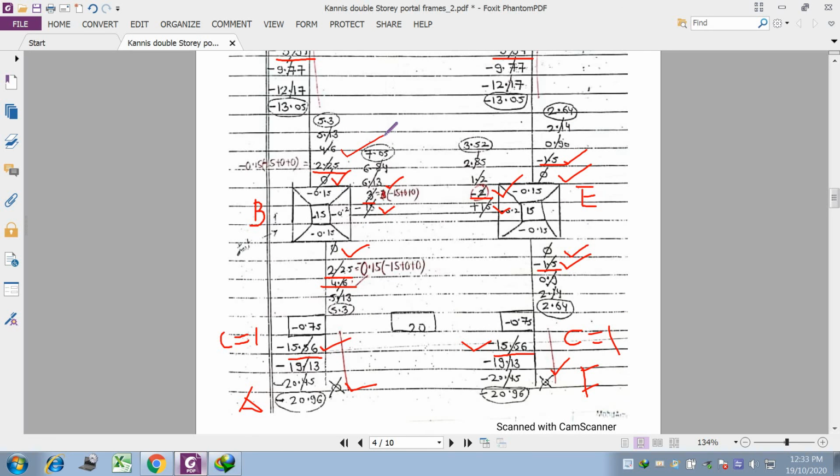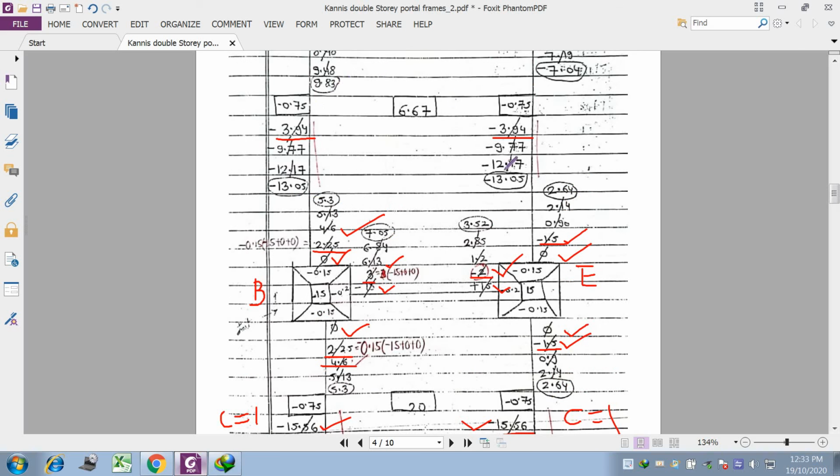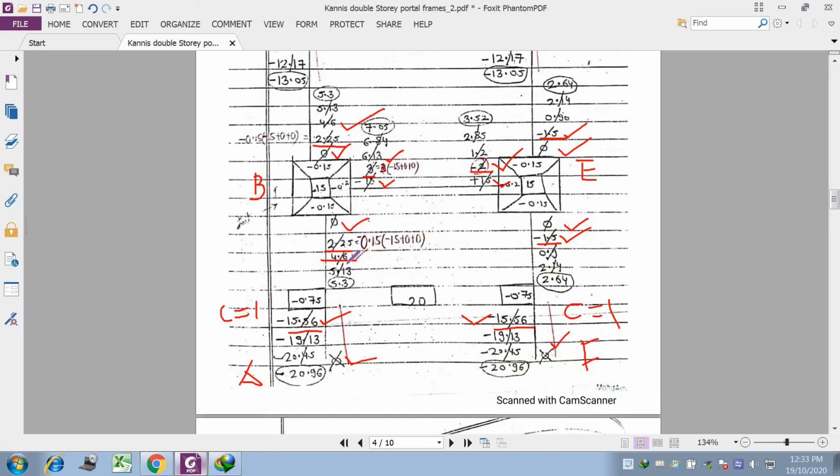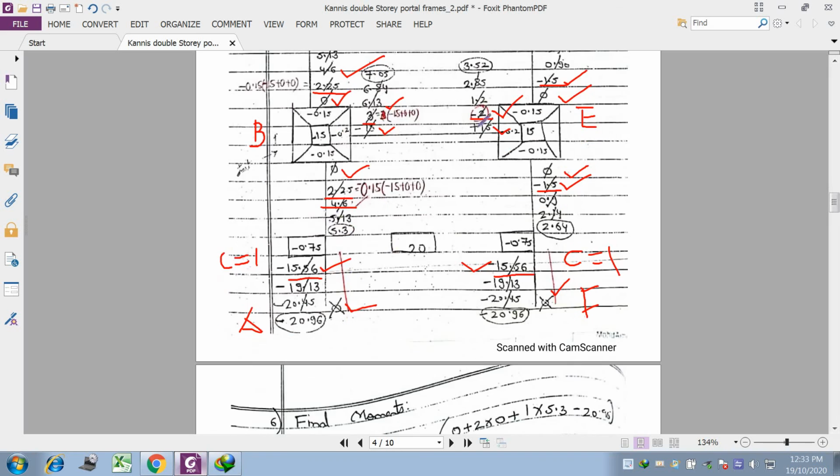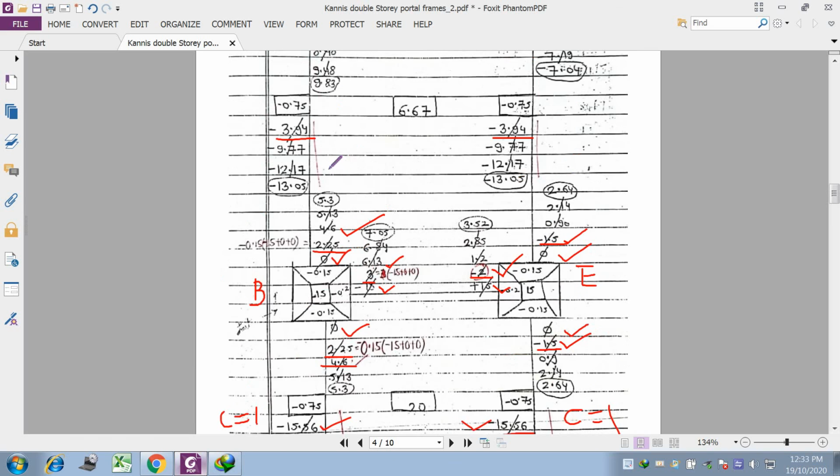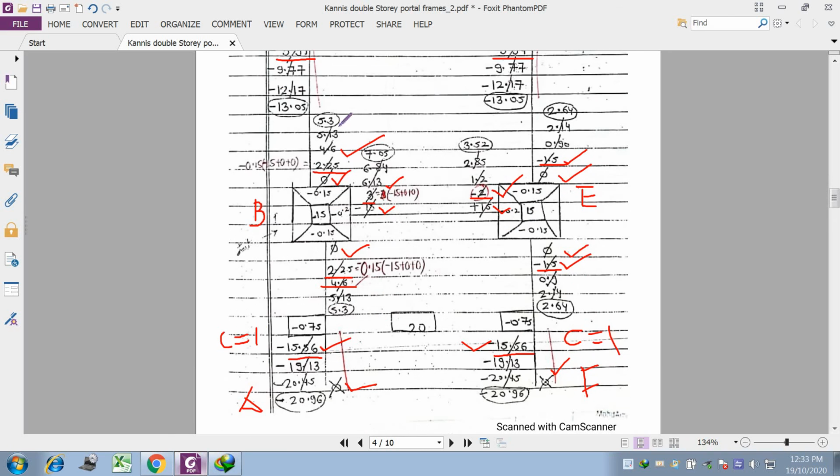Similarly 4.6. In this way you have to solve the iteration cycle up to at least 4 to 5 iterations, so that the last two values become the same. After performing all this, the last value you have to consider from each joint, this joint, this joint, this joint, this joint. From all the joints you have to consider the values.